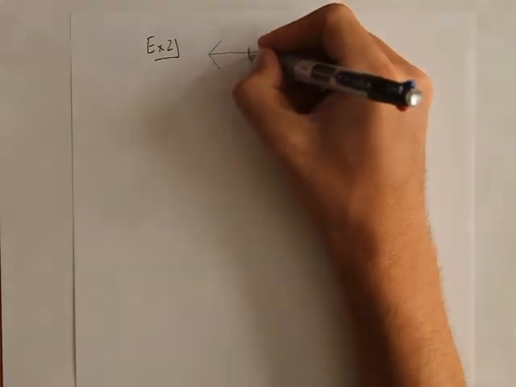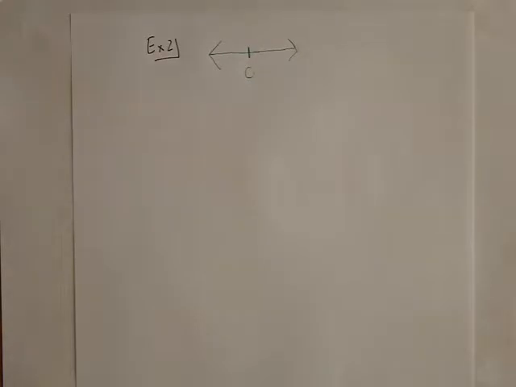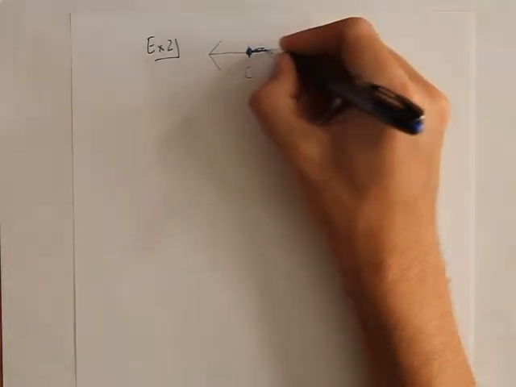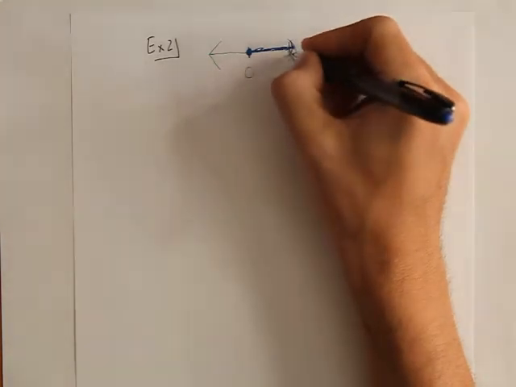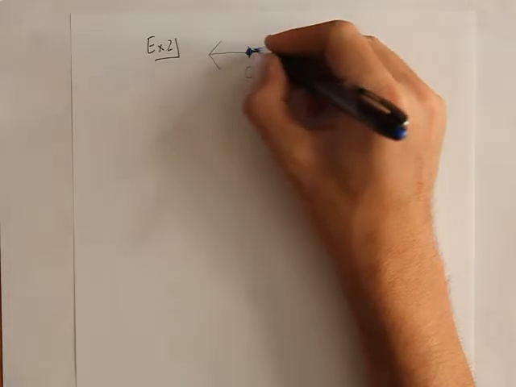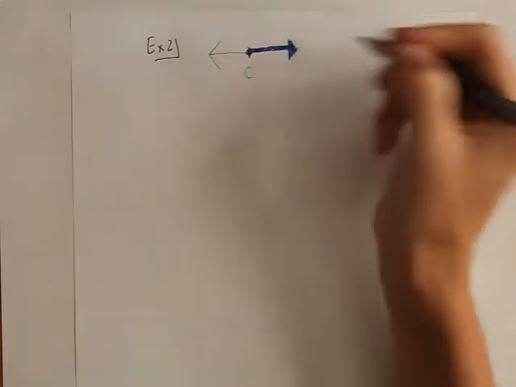I'm going to start at 0. And I'm going to do the following. I'm going to close dot at 0. And I'm going to fill in, including the arrow, everything to the right. Okay?